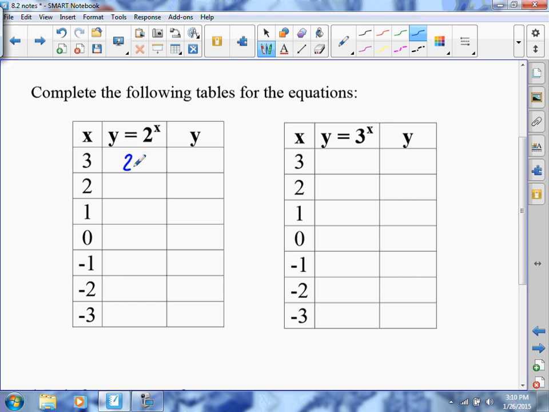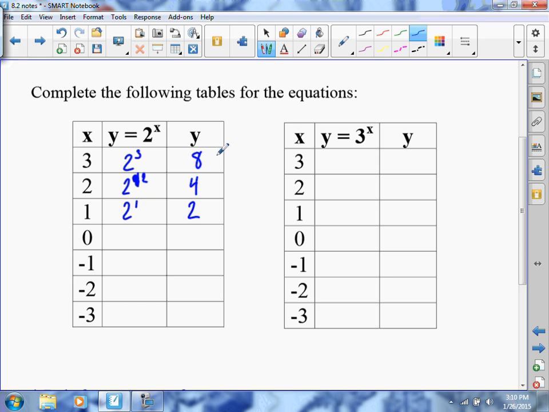So I'll have 2 to the third power. That's 2 times 2 times 2, which is 8. And then 2 to the second power, I get 4. 2 times 2 is 4. And 2 to the first is going to be 2.